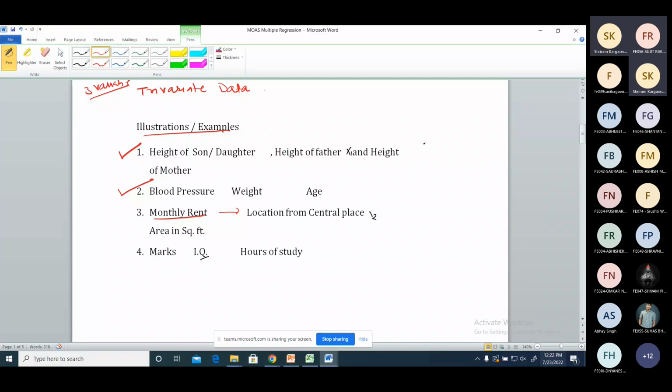Okay, so all of you understand what is the need of multiple regression. So please blow your thumbs. Okay, so let's go ahead.